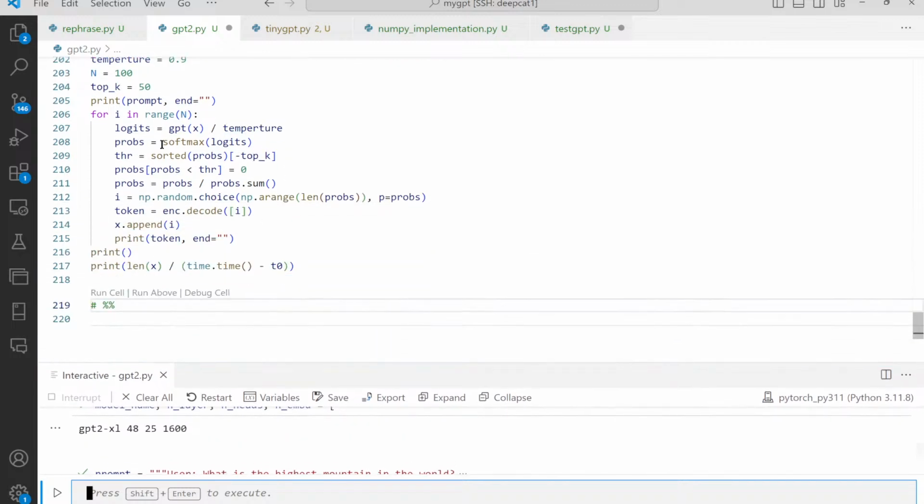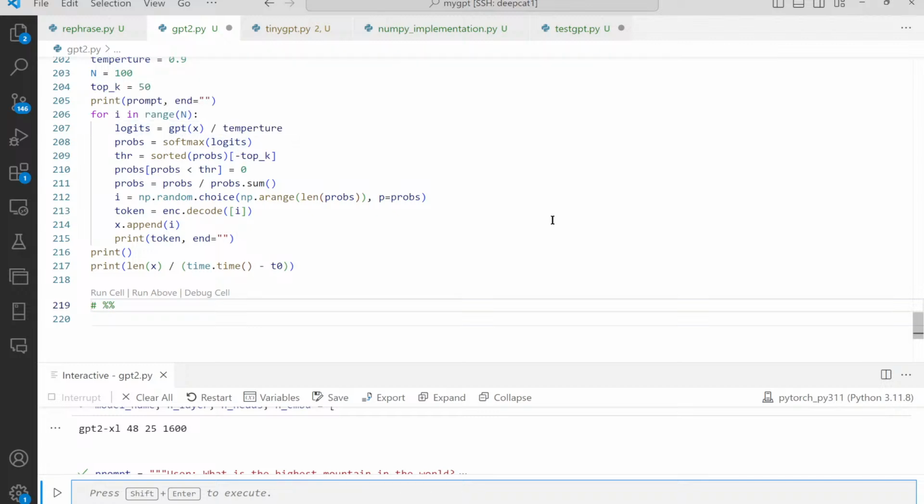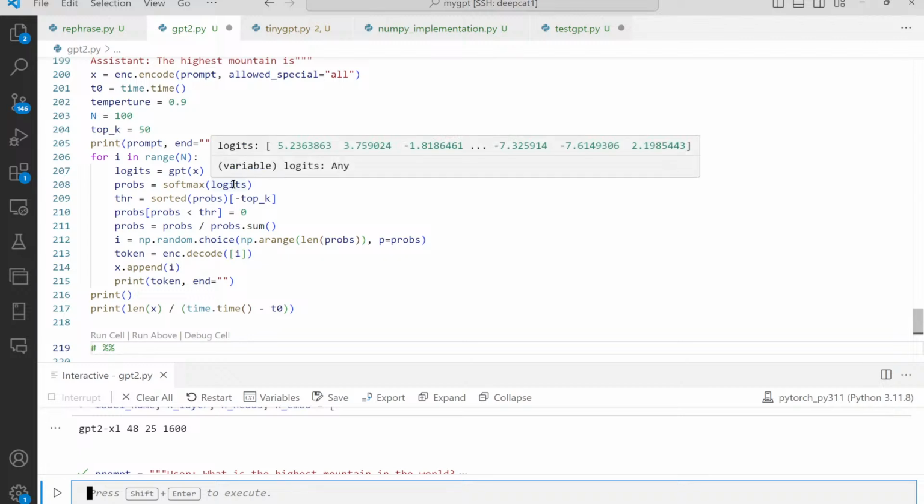Okay, so let's see how we actually pick the token that we use. After we get the logits from our GPT output, we divide by the temperature. So temperature is the setting. If you have a larger temperature, everything is going to be quite close to 0. So everything is going to be more likely to be chosen.